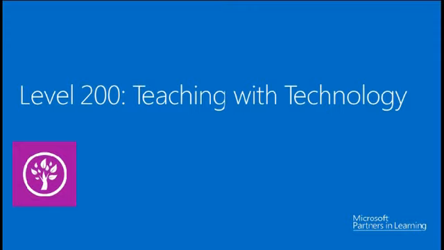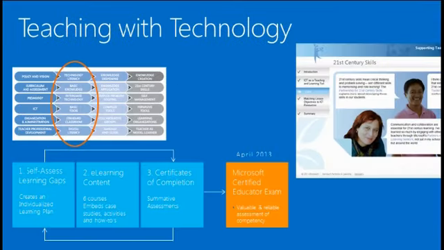So teaching with technology is a one-to-one mapping to the technology literacy strand of the UNESCO framework. And it's made up of 3 different components. So you see here we have a self-assessment and identifying the learning gaps. We've got 5 courses and 36 hours of e-learning content, then certificates of completion, which are summative assessments.